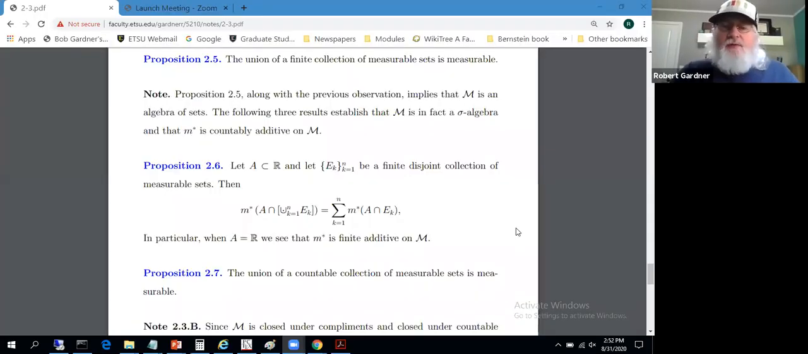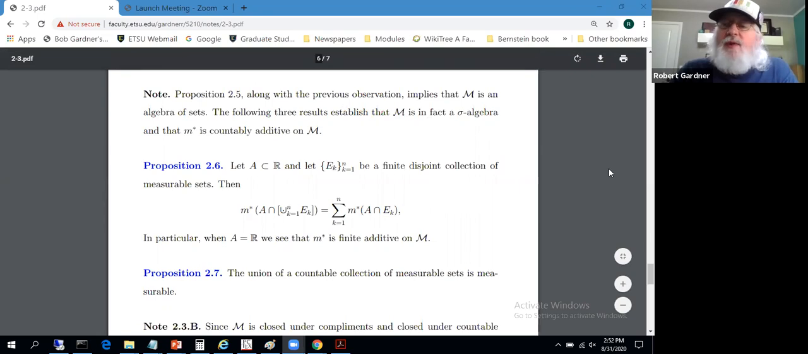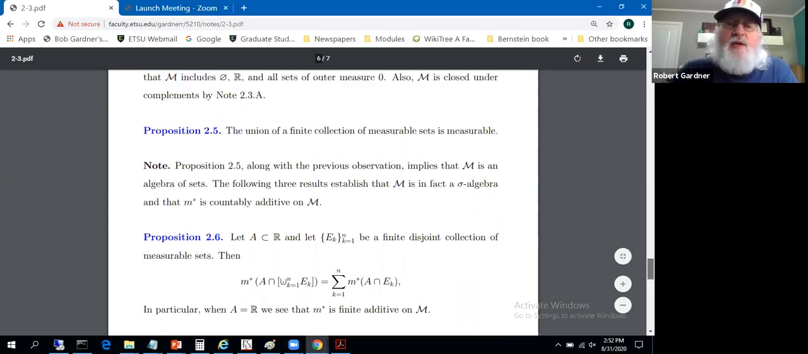So we'll finish up the sigma algebra of Lebesgue measurable sets now. We left off not with a sigma algebra, but with an algebra. So we're denoting all sets that satisfy the Carathéodory splitting condition, that is, all sets that are measurable, with calligraphy M. And we've shown so far that we have calligraphy M closed under finite unions.